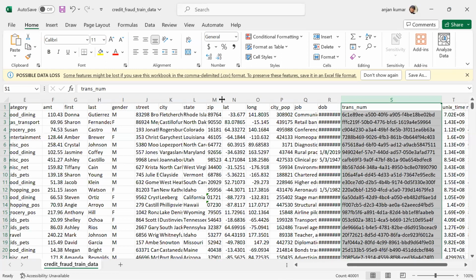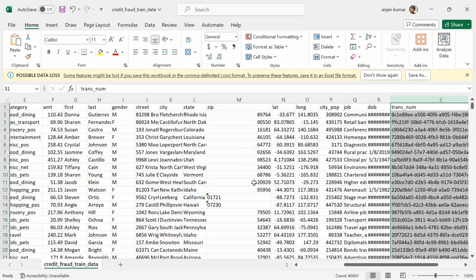For example, zip code. When you see a zip code, is there any zip code like 15.56? Actually, this zip code is also not a number. It's ordinal type of data.